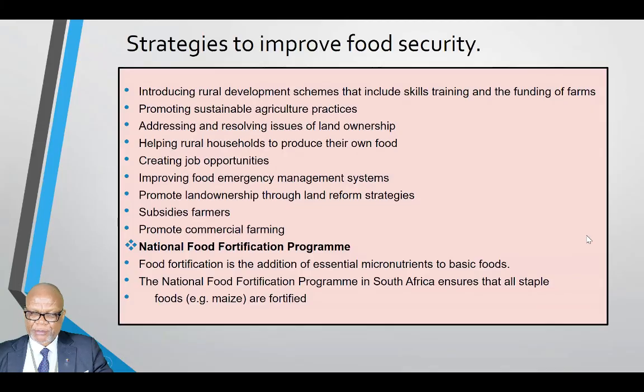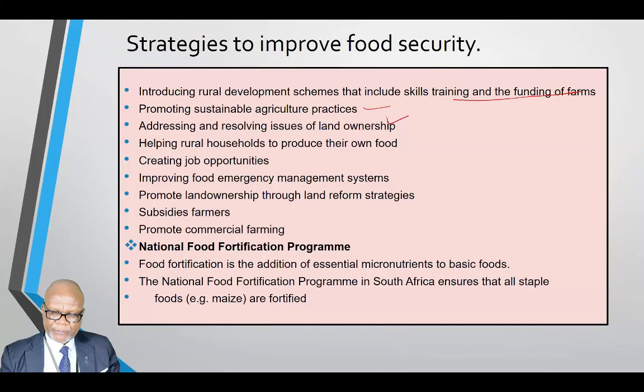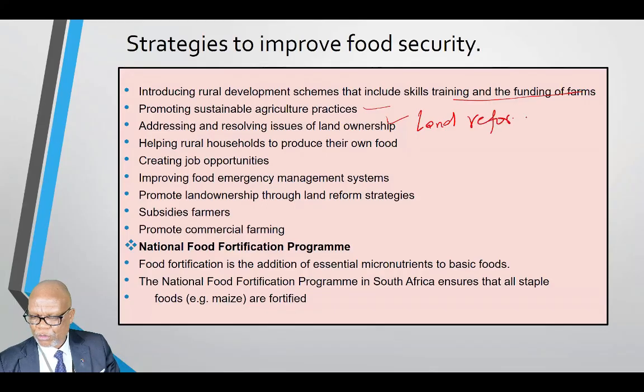Introduce rural development schemes that include skill training and funding of farms, promoting sustainable agricultural practices, addressing and resolving issues of land ownership. So which means now, when we're speaking about this, we're referring to land reform processes. So, issues of land reform, making sure that there is land redistribution, making sure that there is land restitution, because when there is land redistribution, people will get land. When there is land restitution, people will get their land back and start farming.